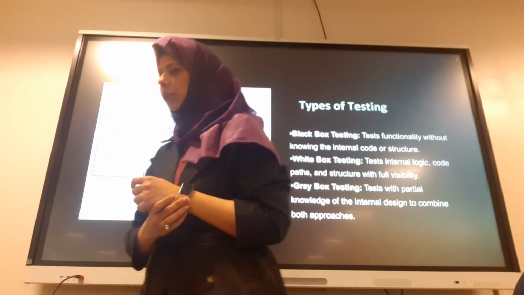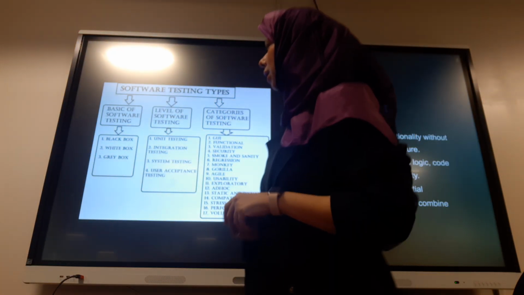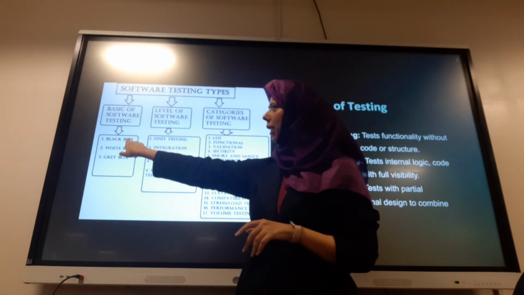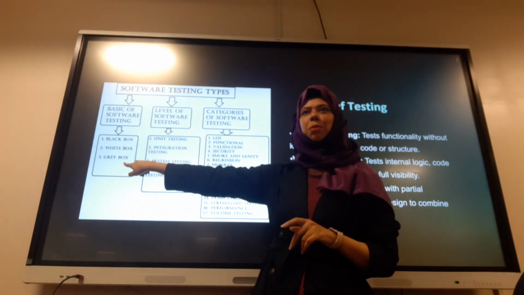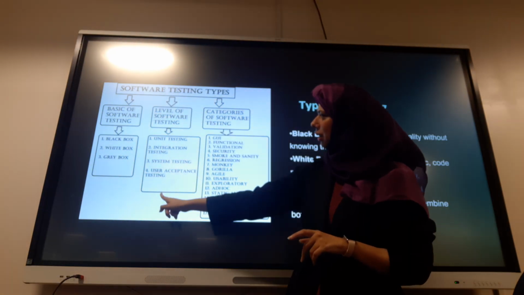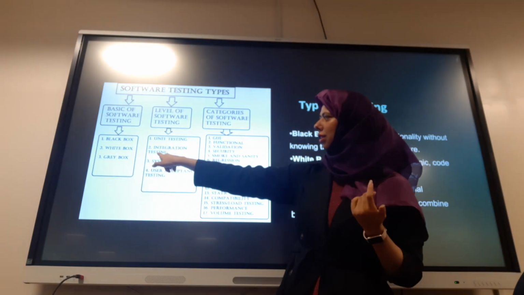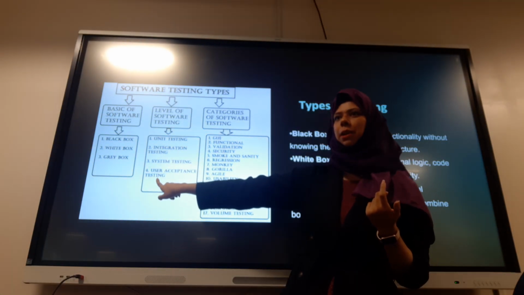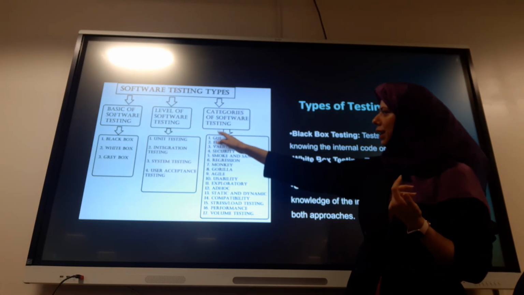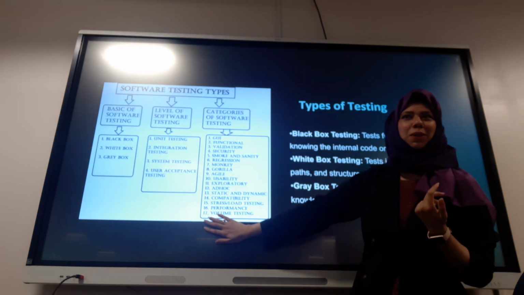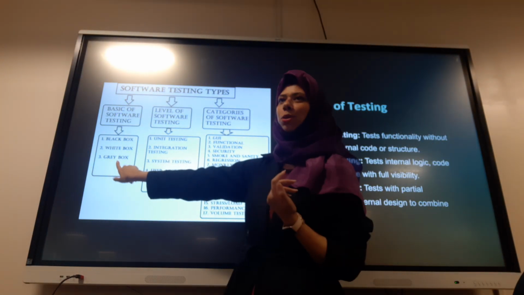In general, I do have types of testing. So we can split this in black box, white box, gray box. This intermediate level is what we covered already: unit, integration, system, user acceptance. Then we have all of this list. I'll discuss it briefly. You need to know this one mostly.